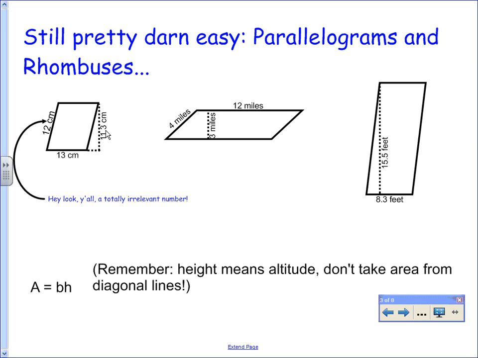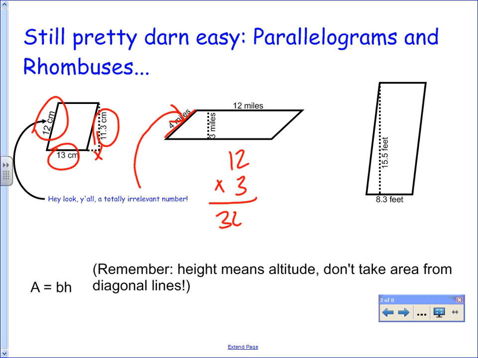So this shape is 11.3 centimeters tall, so you would multiply 13 times 11.3. This number, totally irrelevant when it comes to area. Again, we have another totally irrelevant number here. It's on a diagonal line. We don't take area from diagonal lines. So to find the area of this parallelogram, we would do 12 times 3, and we get 36 miles squared.